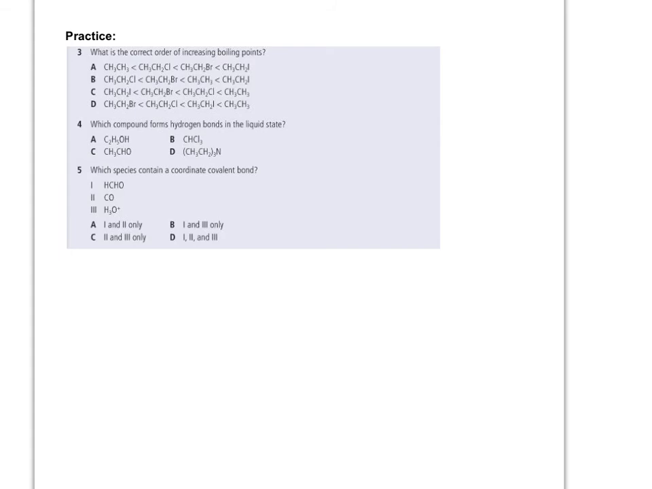Number 3, what's the correct order of increasing boiling points? So what you're really looking for here is polarity. Each of these molecules has a CH3 group with something else attached to it. CH3 with another CH3 group. This one's got CH3, CH2, and then a Cl. So we're looking at the difference between a hydrogen, a chlorine, a bromine, and an iodine. What does that do to the polarity?